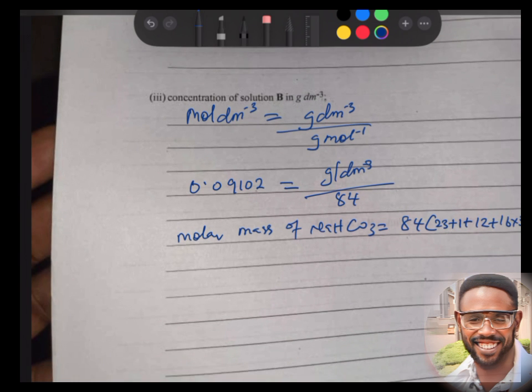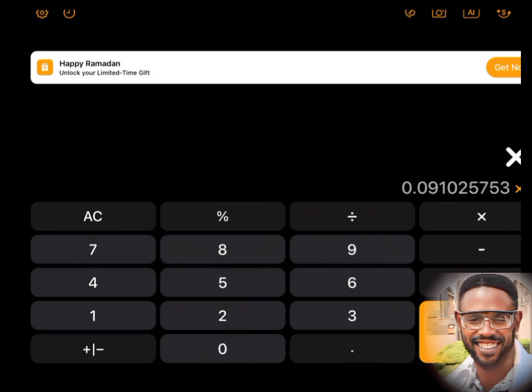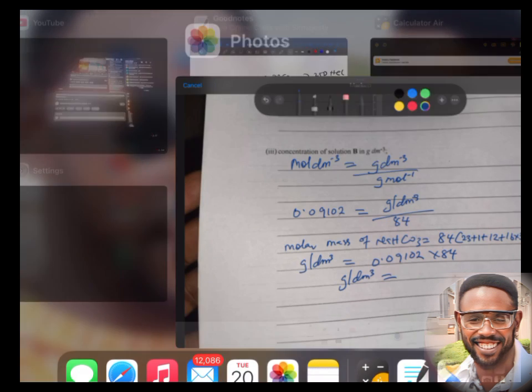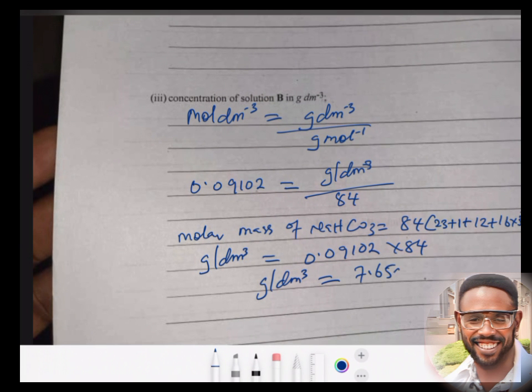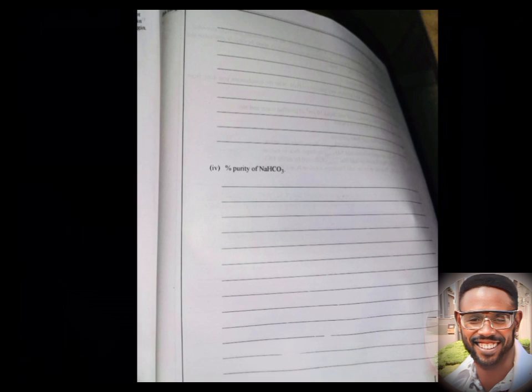Our gram per dm cube will now be equal to 0.09102 times 84, right? We just say times 84, which gives us 7.64 or 7.65 gram per dm cube. This is our answer. We move straight to IV.